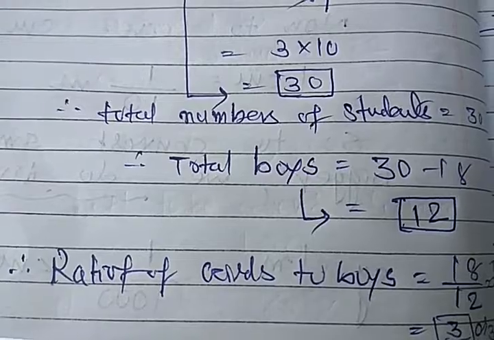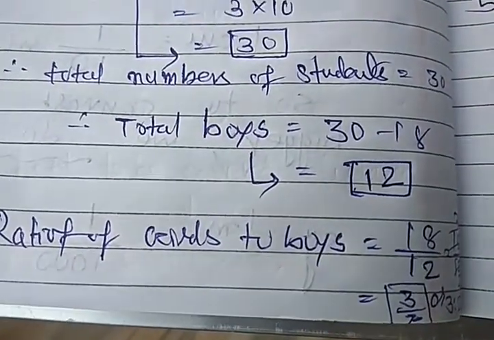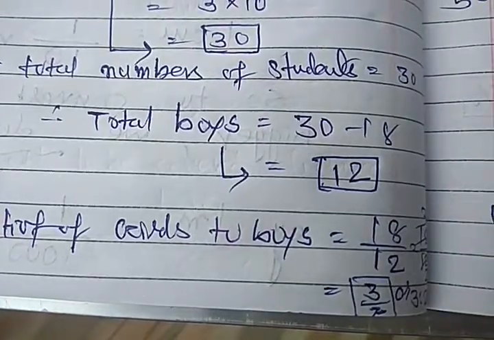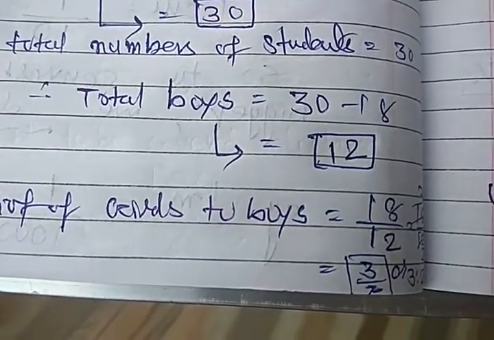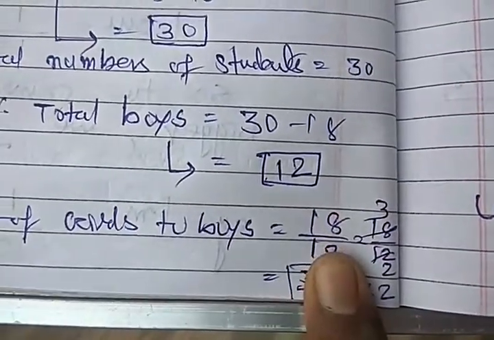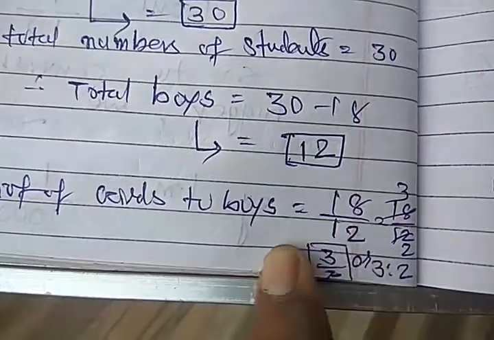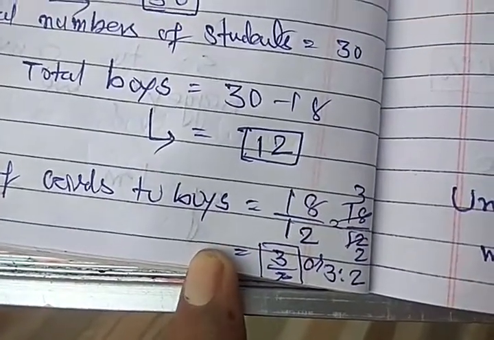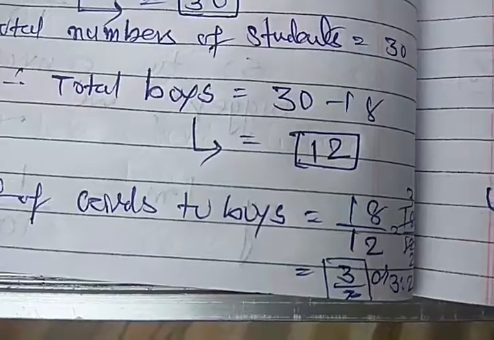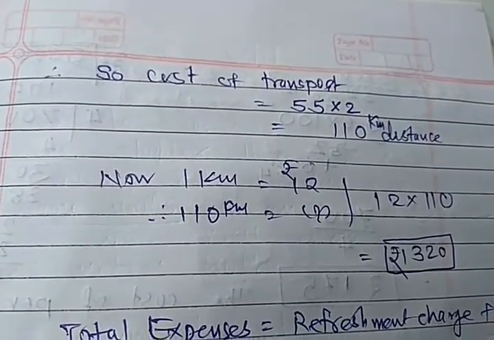Here we have to find the ratio of girls to boys. So the ratio of girls, total 18, and boys 12. So 18 upon 12 means what? You simplify it to reduced form. 6 2s are 12 and 6 3s are 18. So 3 upon 2. The answer is 3 upon 2. So this is the answer of number 1.